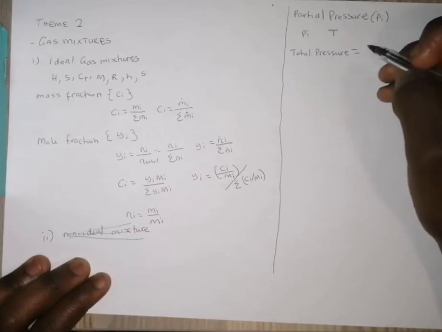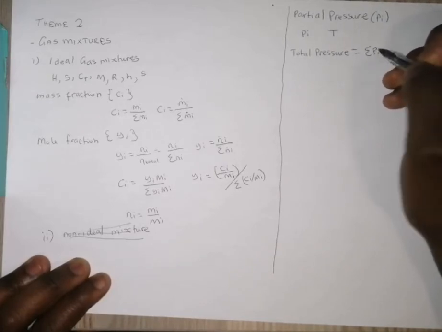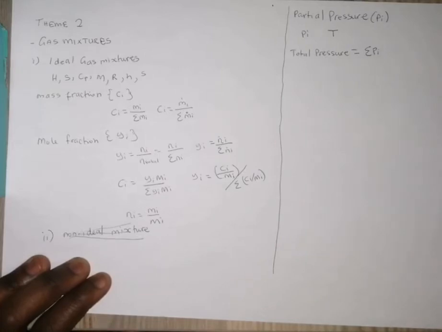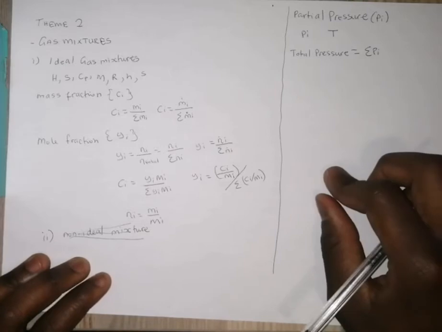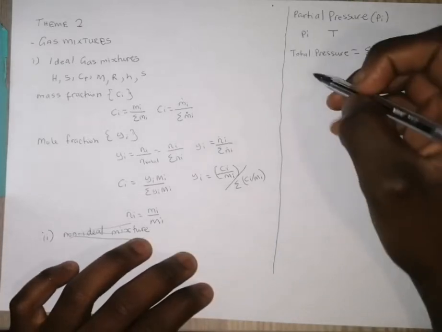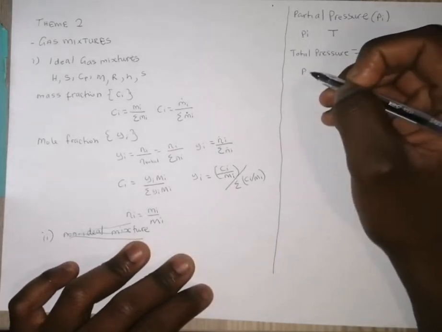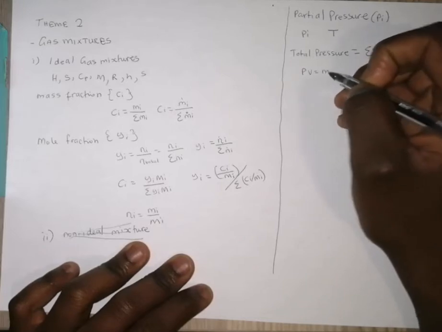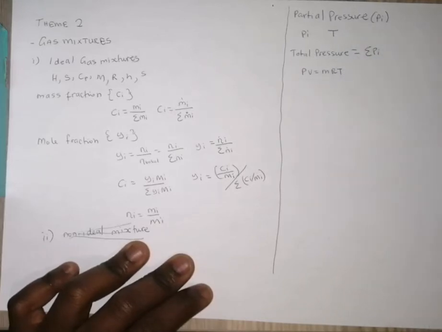The total pressure in a given volume is equal to the summation of the partial pressures. So I'm going to need you to remember this equation: PV is equal to mRT, which is for ideal gases.